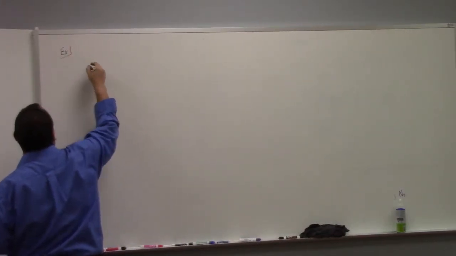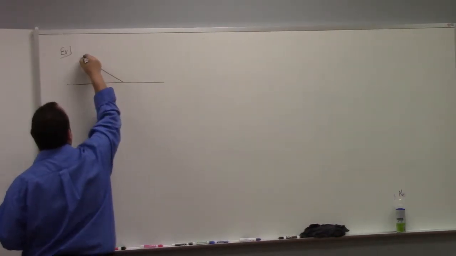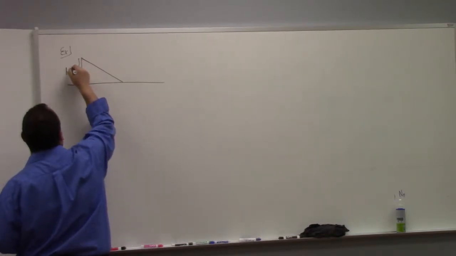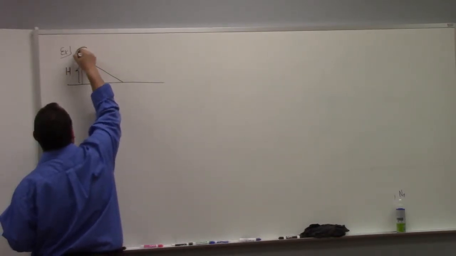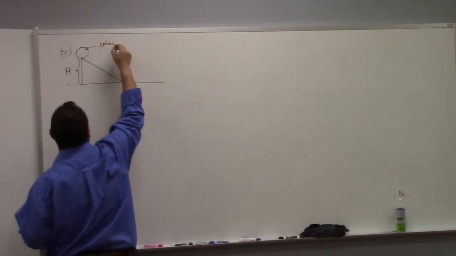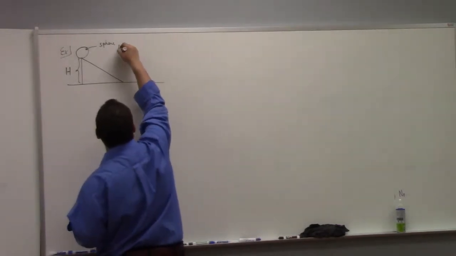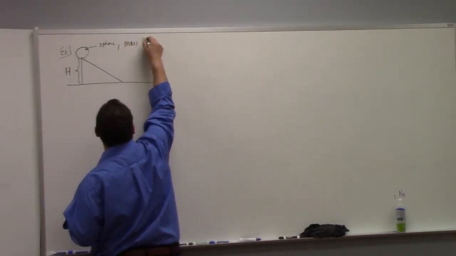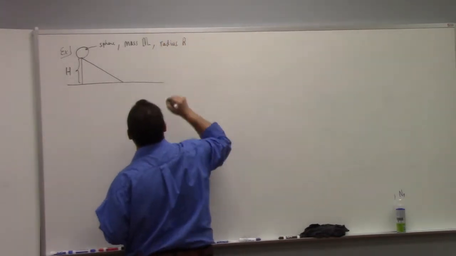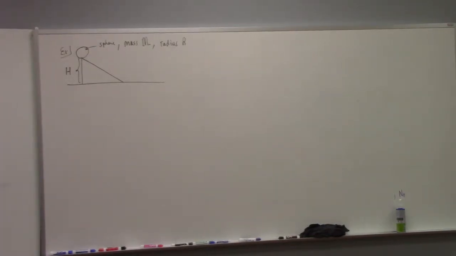Example. So suppose you have an inclined plane, and its height is h, and you've got a sphere. And suppose that this sphere has mass m, radius r.